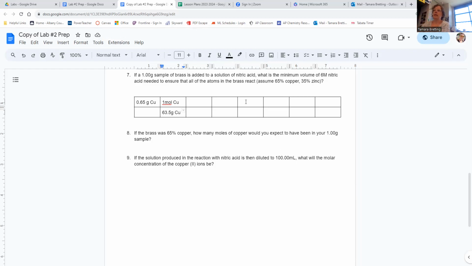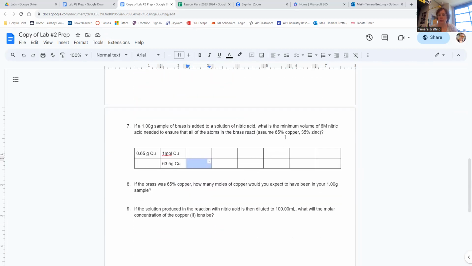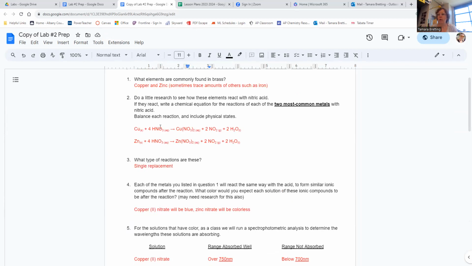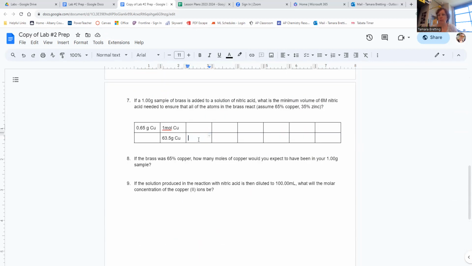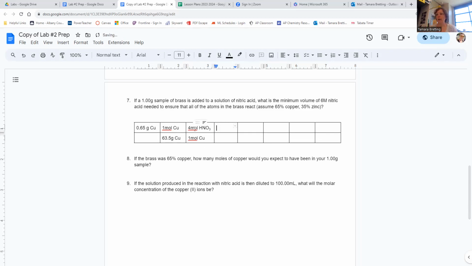Okay, all right. Then remember, this is stoichiometry. So when we go over here, we need to get moles of copper to cancel, and we are going to look up here at our equation. For every 1 mole of copper, and we're trying to figure out how much nitric acid we're going to be using, we need 4 moles of nitric acid to dissolve that mole of copper. So 1 mole of copper will react with 4 moles of HNO3.